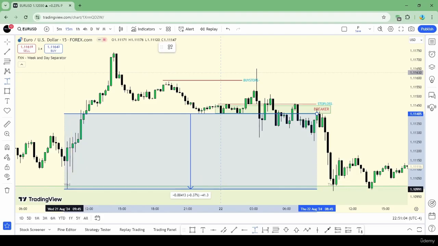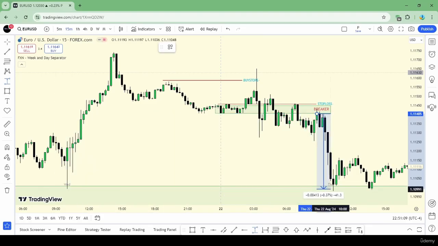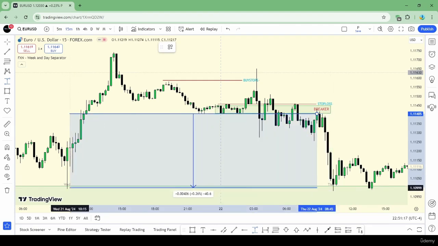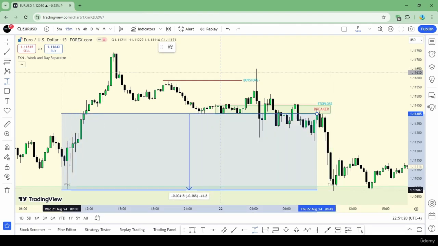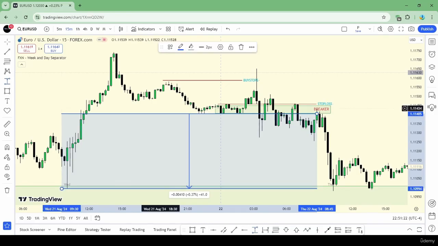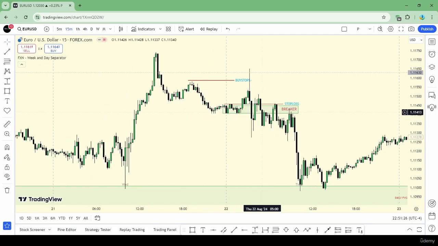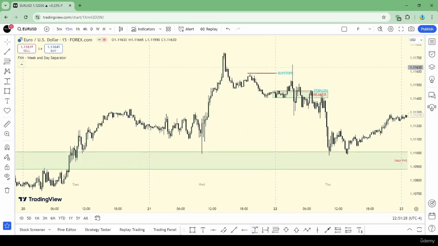The reason we are targeting the daily fair value gap is because there's this liquidity from the previous day. So this acts as a magnet for the market. The market is attracted towards this liquidity, towards this low. So even if you placed your take profit here, that's okay.